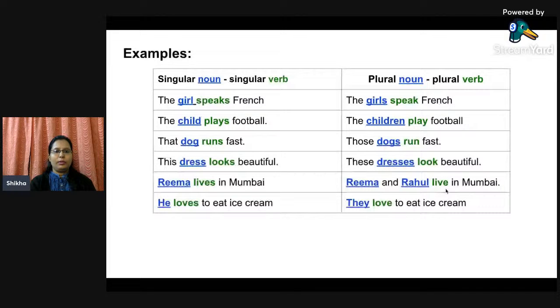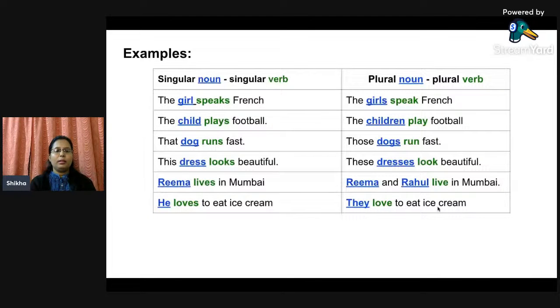He loves. So here he is the third person singular pronoun. It is a singular pronoun. He loves to eat ice cream, right? And they is a plural form of pronoun, third person pronoun. So they love to eat ice cream. Am I clear?